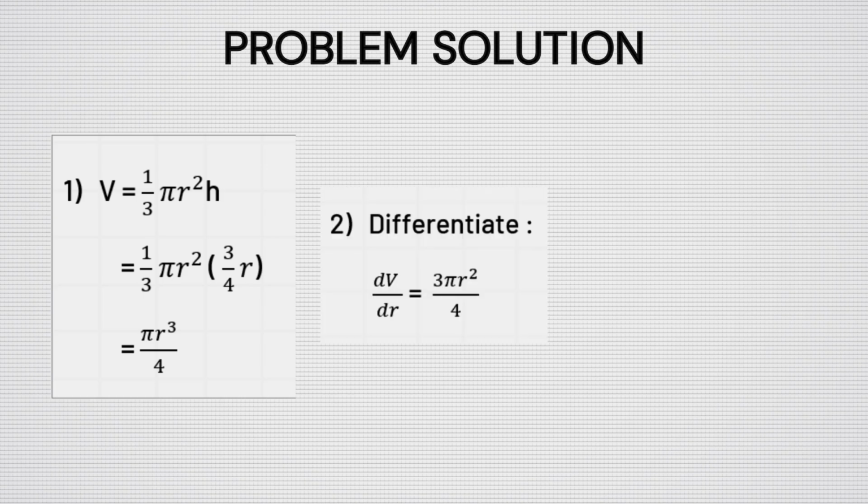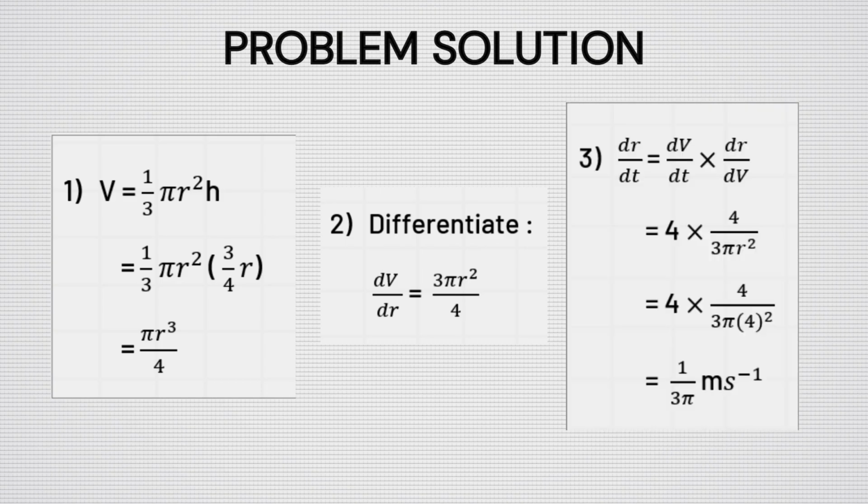Next, we need to differentiate the volume because V is already in terms of r. Therefore, we will get dV/dr from the volume, which is 3πr²/4. For the last step, we need to form a new equation using cross multiplication by changing dV/dr to dr/dV.